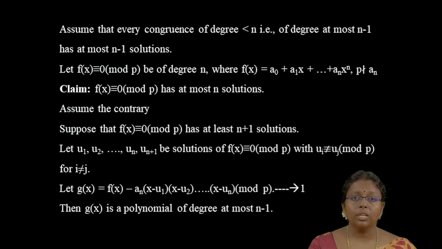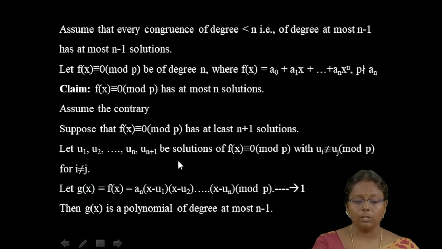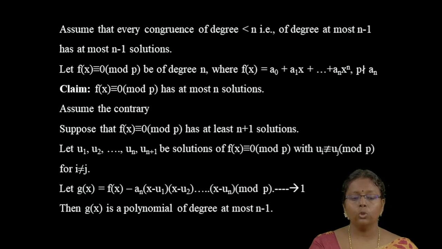So we are going to assume the contrary. That is, f(x) ≡ 0 mod p has at least n plus 1 solutions. We denote the n plus 1 solutions as u1, u2, etc., u(n+1), with the condition that ui is not congruent to uj mod p for i not equal to j. We are going to consider another polynomial g(x) as f(x) minus an into (x minus u1)(x minus u2) etc. (x minus un) mod p. Then g(x) is a polynomial of degree at most n minus 1.